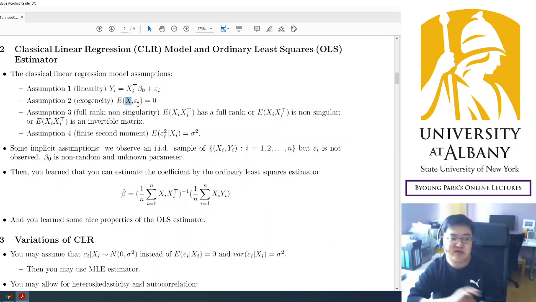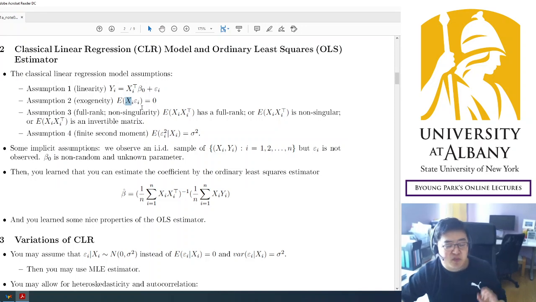There are different forms of exogeneity assumptions, but basically the idea is that x and the error term are not related, or epsilon does not affect x. So that's the idea of the exogeneity assumption.